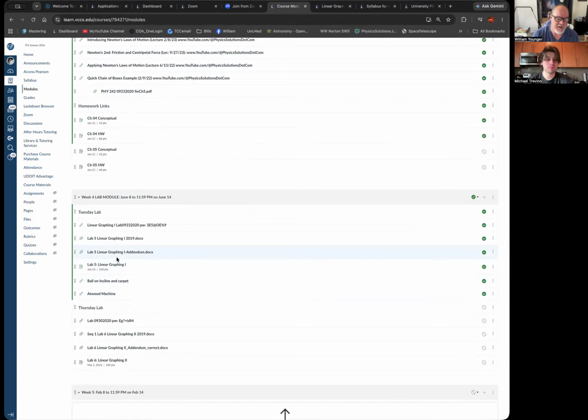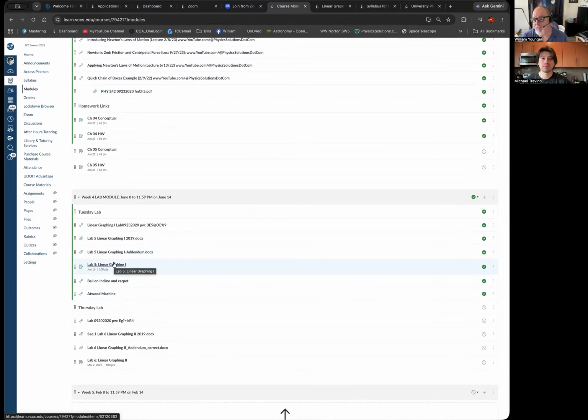Again, if I can find comments on linear graphing one, I'll put that here just above the linear graphing one turn-in area. This, as always, is due a week from today, but at 11:59 p.m. So a week from today is the 16th. So you have to have it at 11:59.